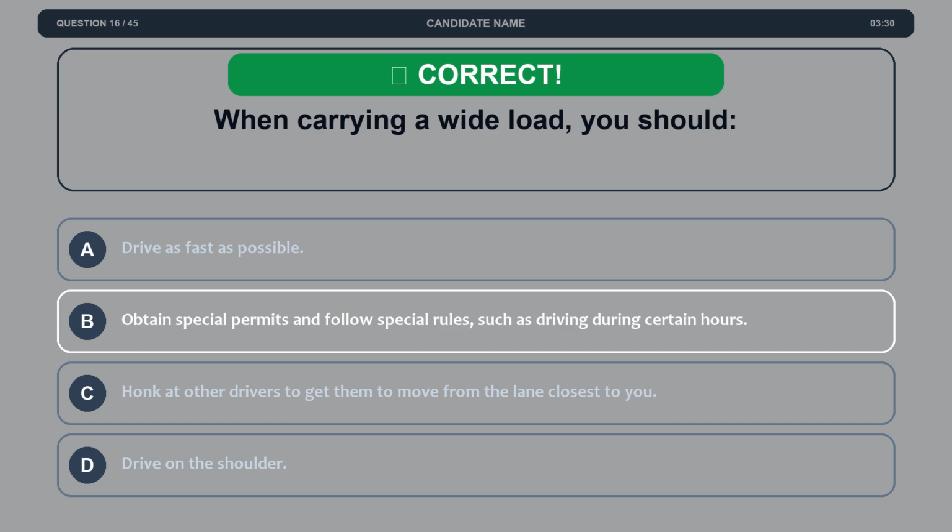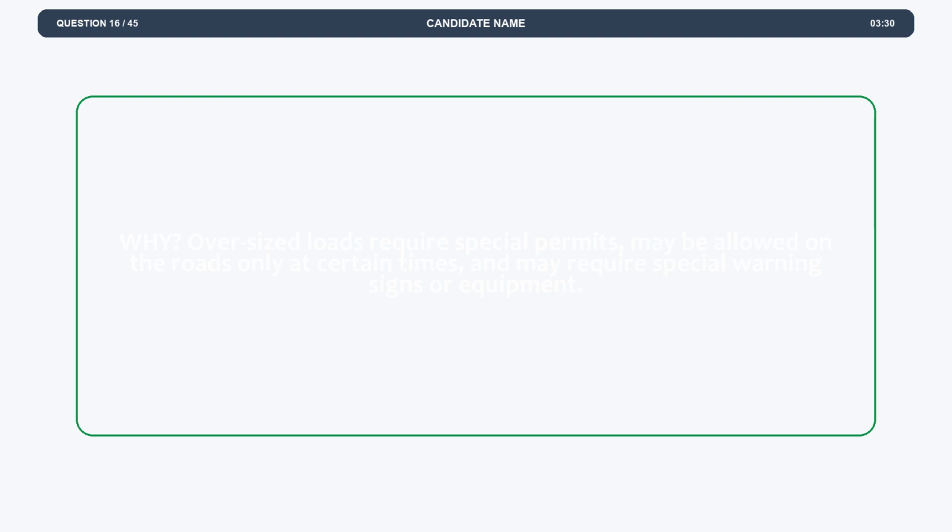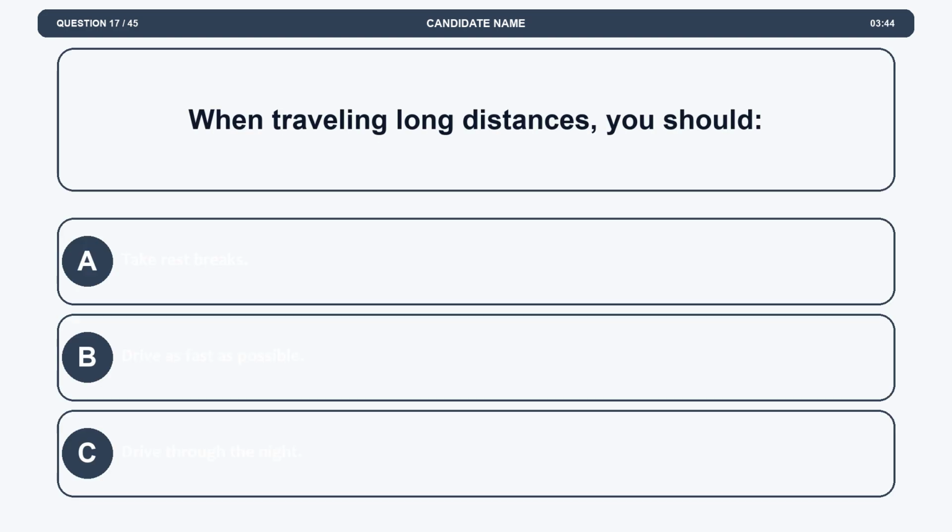The correct answer is option B. Obtain special permits and follow special rules, such as driving during certain hours. Explanation. Oversized loads require special permits, may be allowed on the roads only at certain times, and may require special warning signs or equipment.